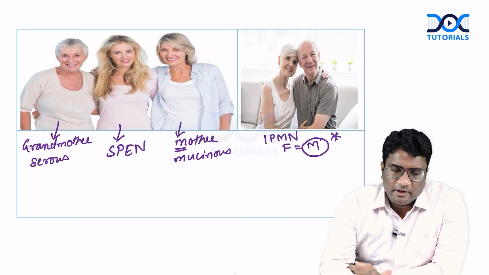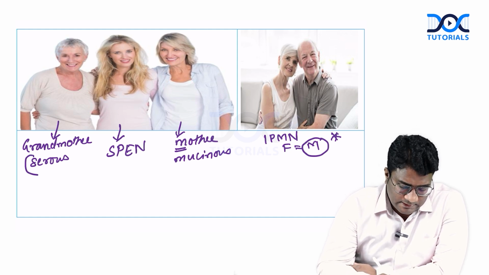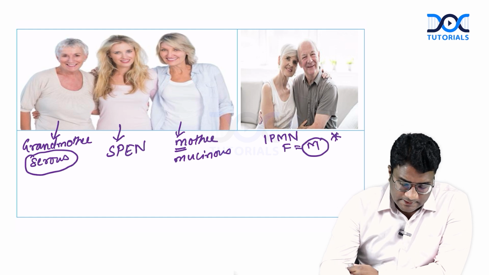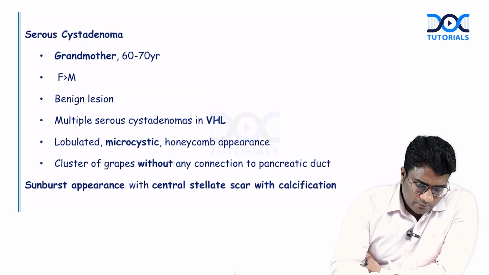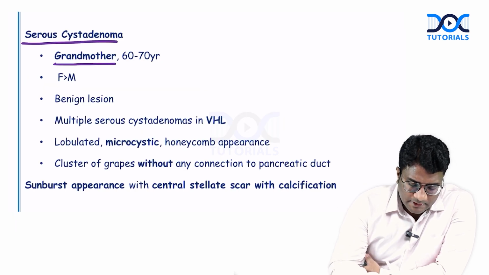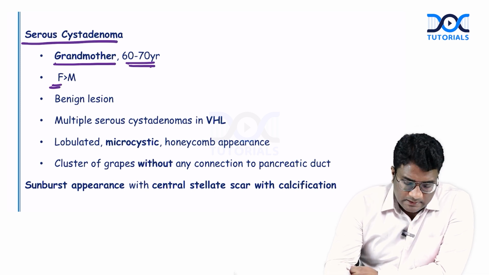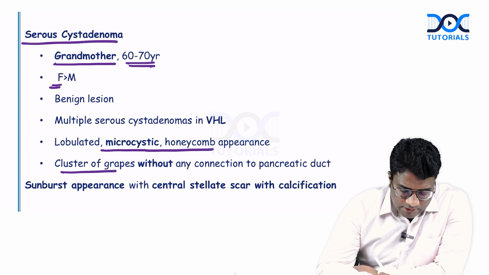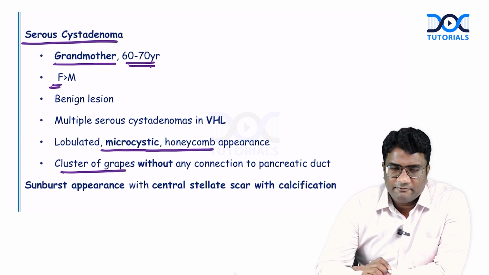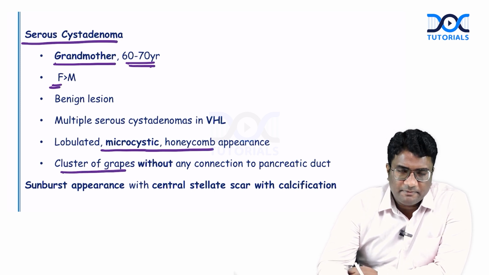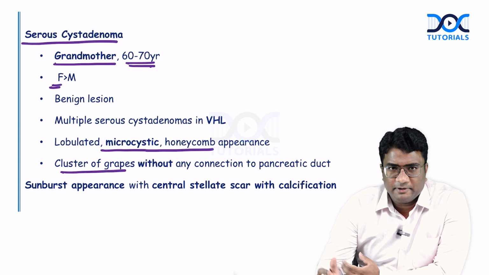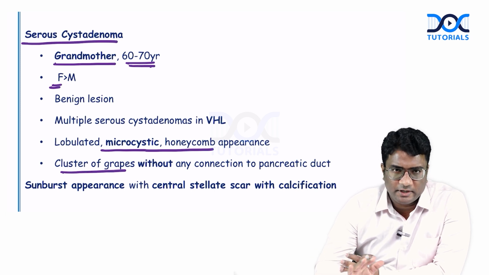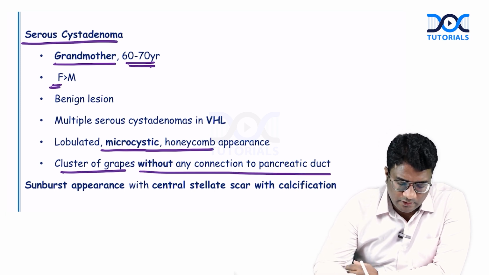So, we will start one by one. First, with the serous cystadenoma of the pancreas. Serous cystadenoma of pancreas, we know it occurs commonly in grandmothers, so female populations, elderly females, 60 to 70 years. These have microcystic appearance, giving a honeycomb or a cluster of grape appearance, and they have no connection with the pancreatic duct. If it is connected with the pancreatic duct, you would call it intraductal papillary mucinous neoplasm. But here, there is no connection with the pancreatic duct.